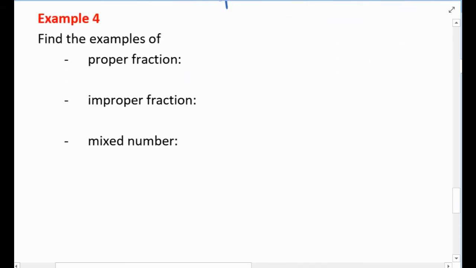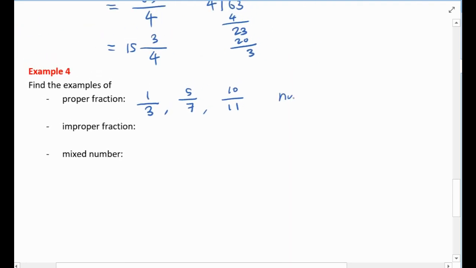Okay, everyone. So this is a simple question. Find an example of a proper fraction. What's a proper fraction, everyone? If the numerator is less than the denominator, then that is a proper fraction. So 1/3 or 5/7. The numerator is less than the denominator, right? 10/11, something like this. So numerator less than denominator.